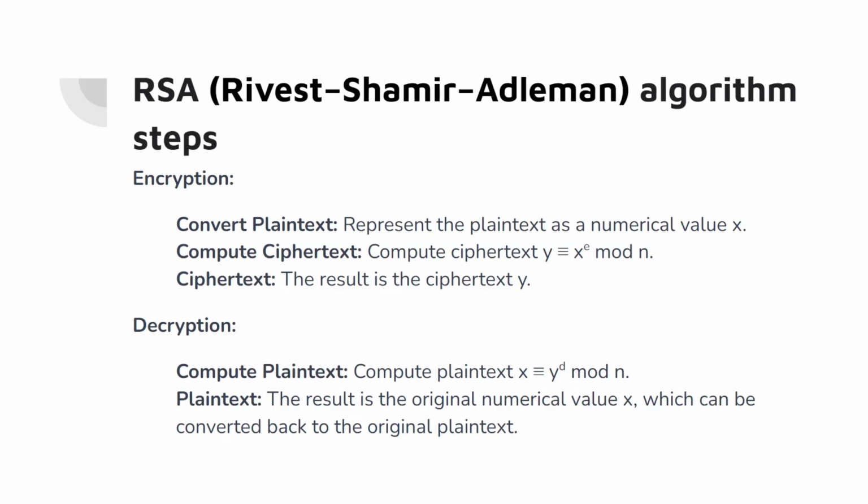To decrypt this ciphertext, you just have to raise it again to the power of D, which is the private key, and again modulo n. You get the original numerical x back, and then you can convert this number back into plain text in the same way that you did when encrypting.